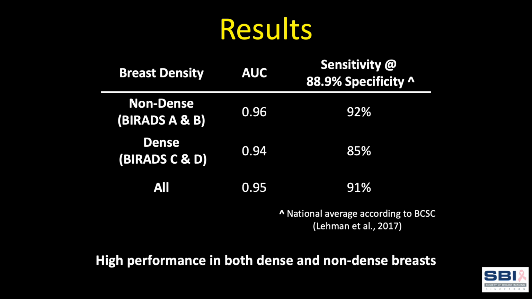Here are the results. We measure AUC for an ROC curve as well as the sensitivity at the BCSC average specificity. We would expect some difference in performance between dense and non-dense breasts, but we find that our approach achieves high levels of performance in both types with an AUC of 0.96 on non-dense breasts and an AUC of 0.94 on dense breasts. Thus, the performance is high in both dense and non-dense breasts, and the difference in performance is also relatively small.